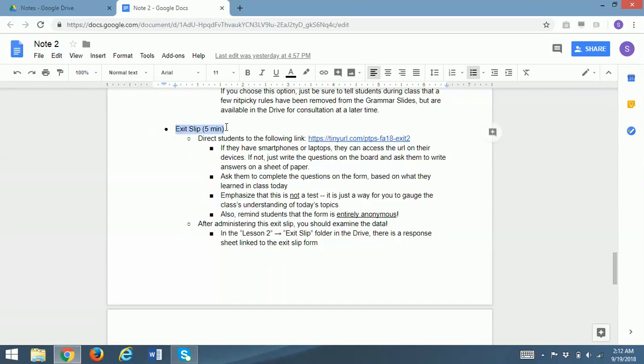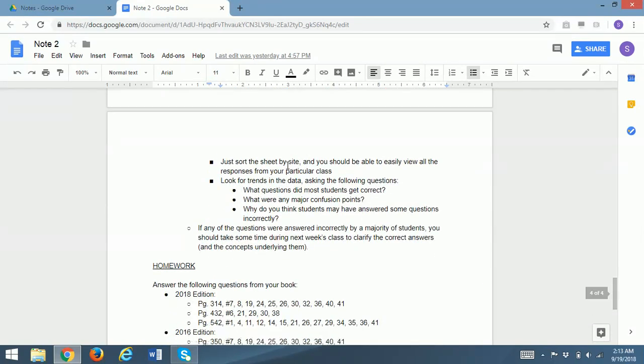And then finally, as last week, we have an exit slip. The link is almost the same, except instead of exit 1, it's exit 2. Again, there's questions. Again, there is a response form that you can sort. That's all set up in the drive already.